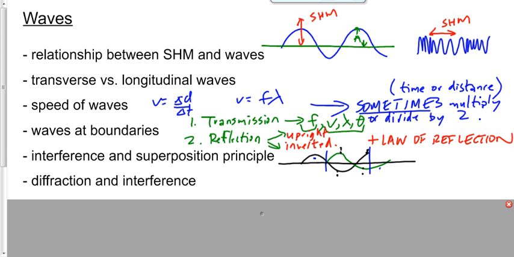We talked about diffraction and interference. Diffraction, remember, was the spreading out of a wave. Remember the effect of the size of the opening, and the effect of frequency and wavelength on it as well. The smaller the opening, the more diffraction you get. The smaller the frequency, the more diffraction you get. The smaller the wavelength, the less diffraction you get.